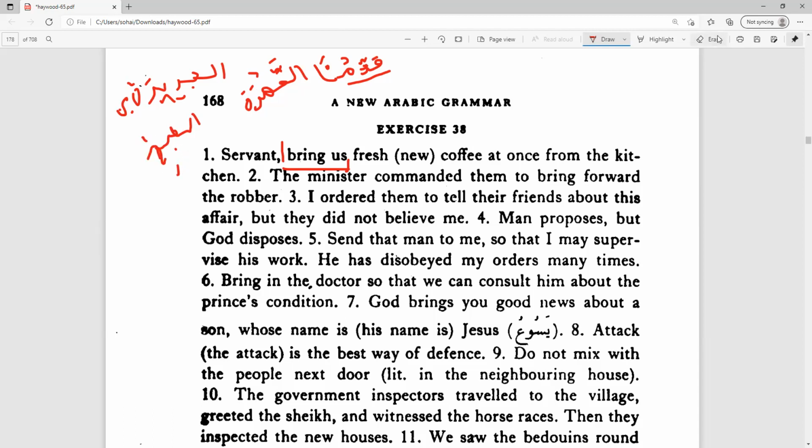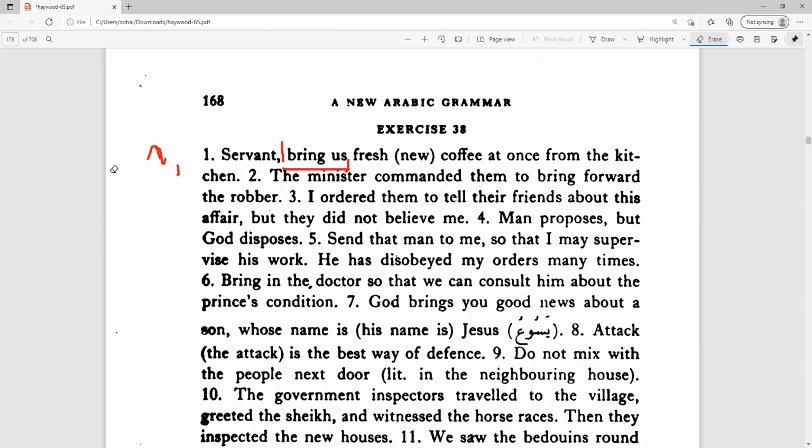Okay, that's good. At once, will you fulfill it or just leave the at once part? At once is in order to fulfill it at that very moment. So we say qaddimna kahwatan jadidatan halan. We say min al-matbakhi before that, and you say this afterwards, because it's linked to that. Halan means immediately or at once.